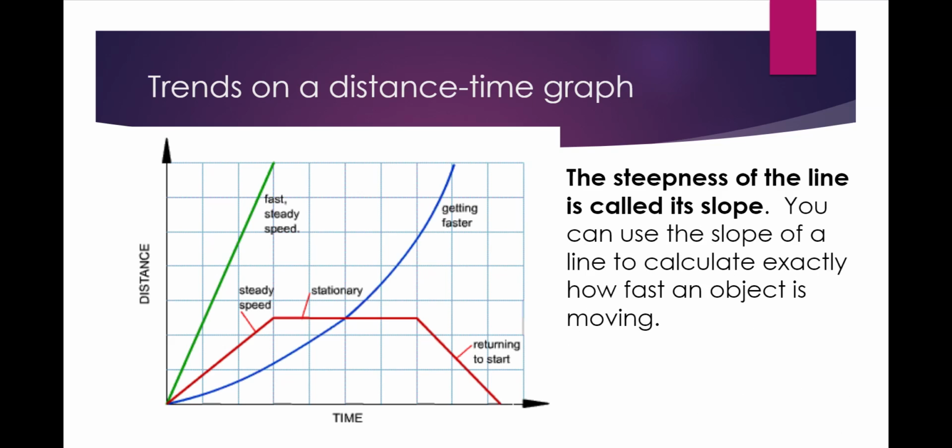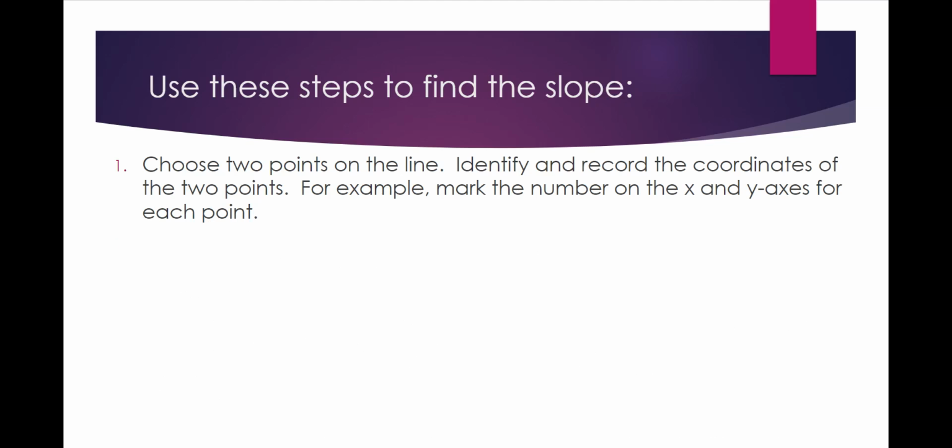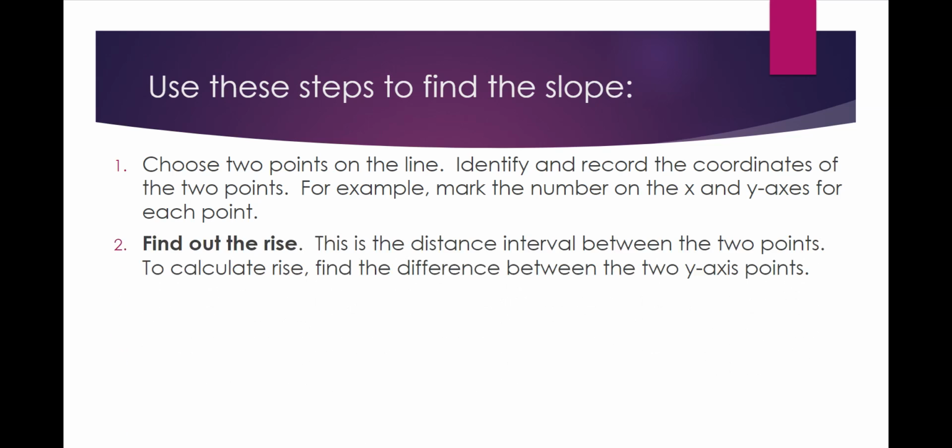The steepness of the line is called the slope. You can use the slope of a line to calculate exactly how fast an object is moving. Use these steps to find the slope. First, choose 2 points on the line. Identify and record the coordinates of the 2 points. For example, mark the numbers on the x and y axes for each point.